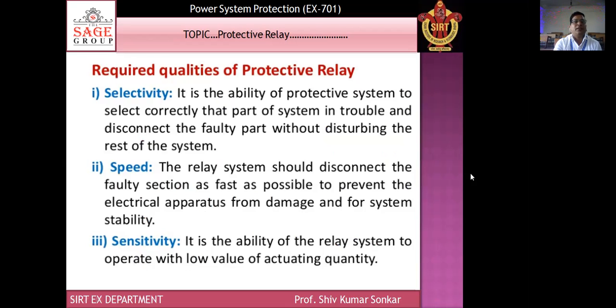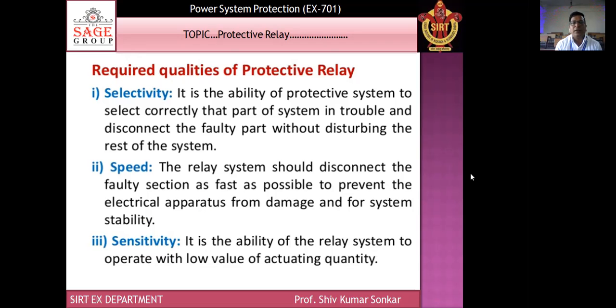Required qualities of a protective relay. First is selectivity. It is the ability of the protective system to select correctly that part of the system which is faulty and disconnect it without disturbing the rest of the system. Second, speed. The relay system should disconnect the faulty section as fast as possible to prevent the electrical equipment from damage and for stability.